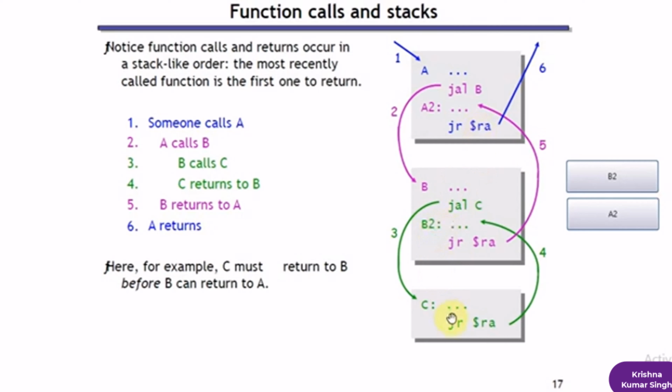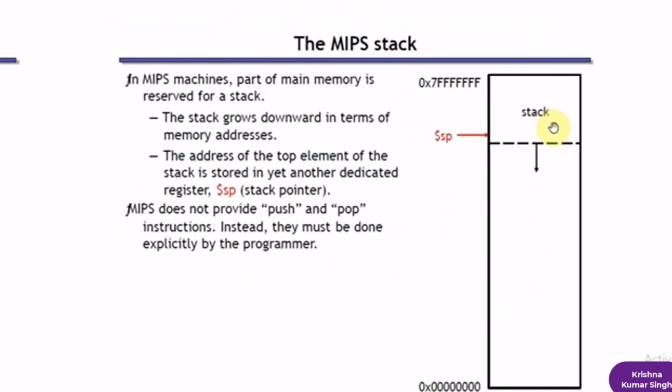Why? Because when we return from subroutine c, we want to return to this one, not to the other subroutine. So I have to retrieve the last return address that I saved. So it is very useful to use a stack data structure here.